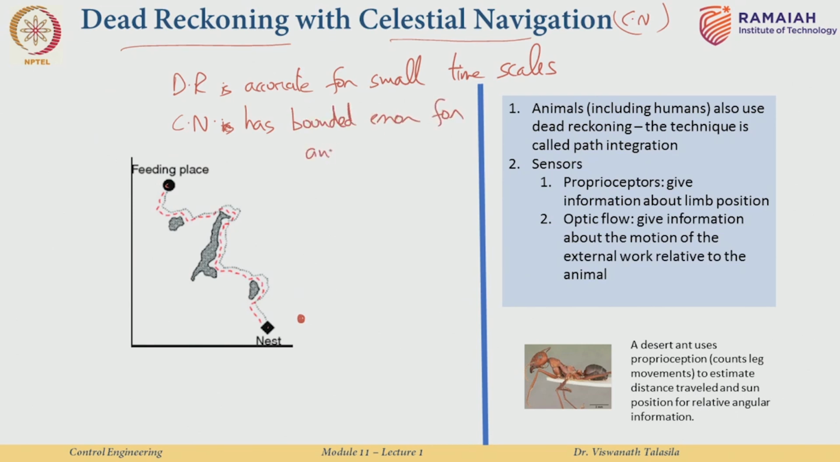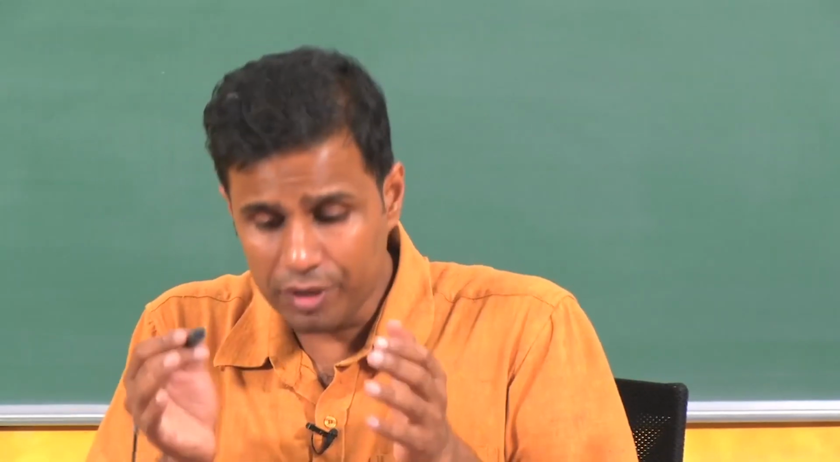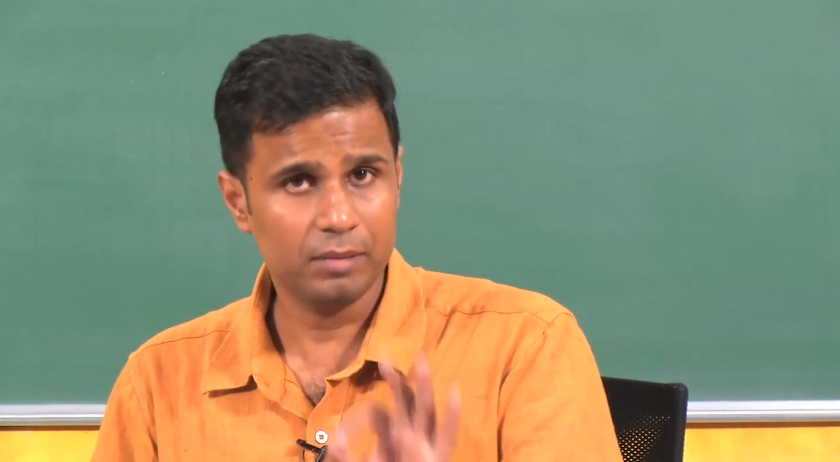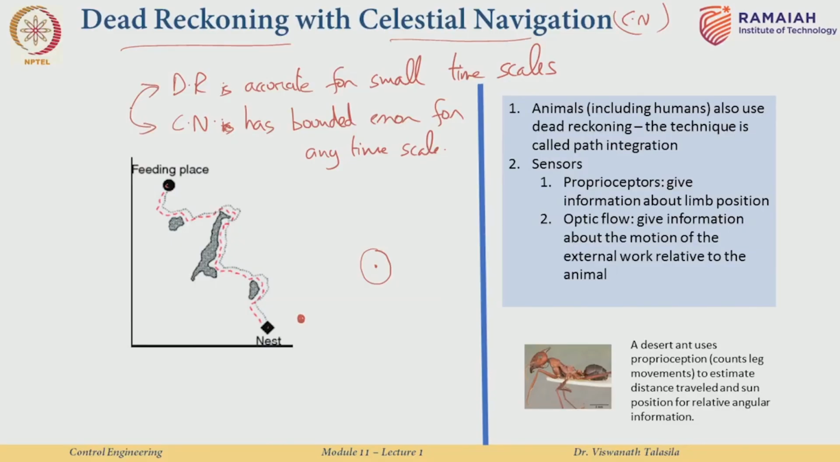for any time scale. So, even if I navigate for 1 hour, 10 hours, 100 hours, 200 hours, 1 year, I know that my error will always be bounded. We have seen that in the previous slide. If I am able to see the correct stars or any such thing, I will always know reasonably well where I am. It will not be perfect, but it will be reasonably well. So, when you combine dead reckoning with celestial navigation, you can get the accuracy at the small time scales, and you will always make sure that you do not have unbounded error, which is a common feature of dead reckoning through drift for any time scale.